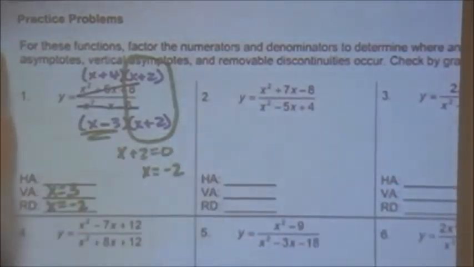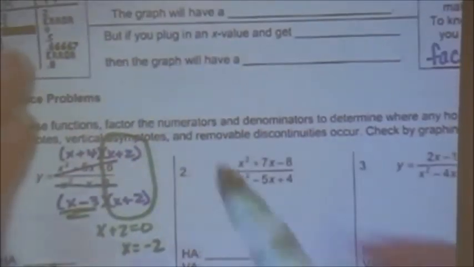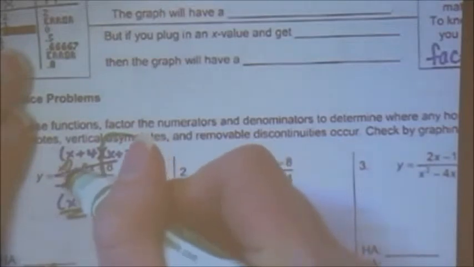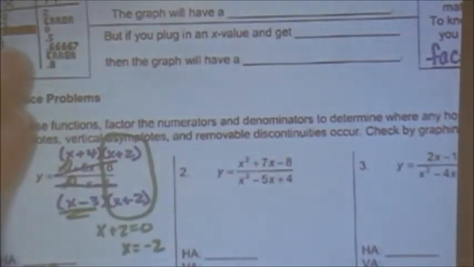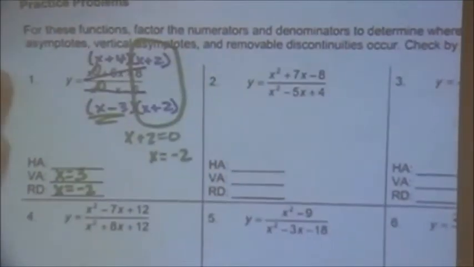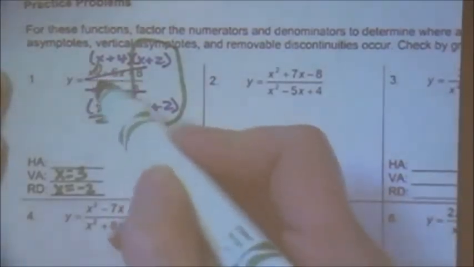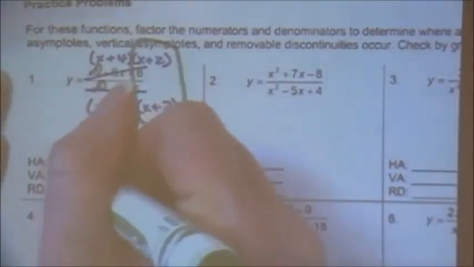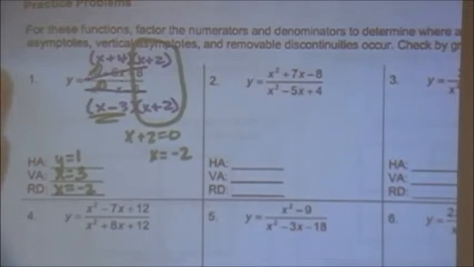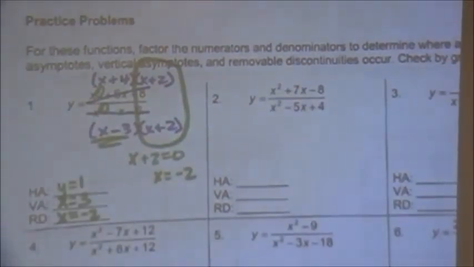And this is asking me also for my HA, or my horizontal asymptote. So remember, we find that by comparing degrees. The degrees here are the same. I have x squared over x squared, which means that you use the coefficients. So y equals 1. And that's how you find removable discontinuity, or holes.